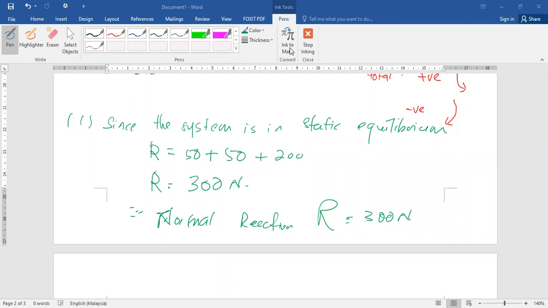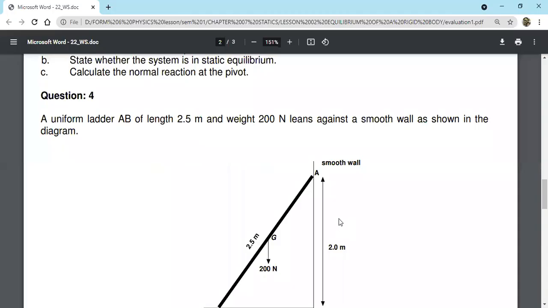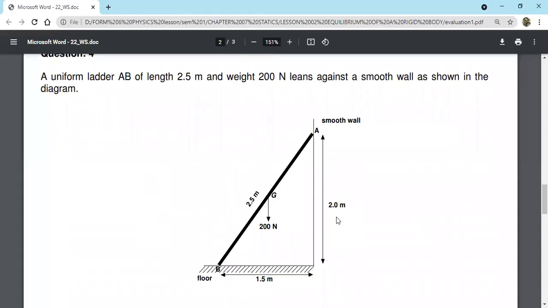Okay, back. Okay, ladies and gentlemen, now I want you all to try to solve the next question. Solve question number 4 now.